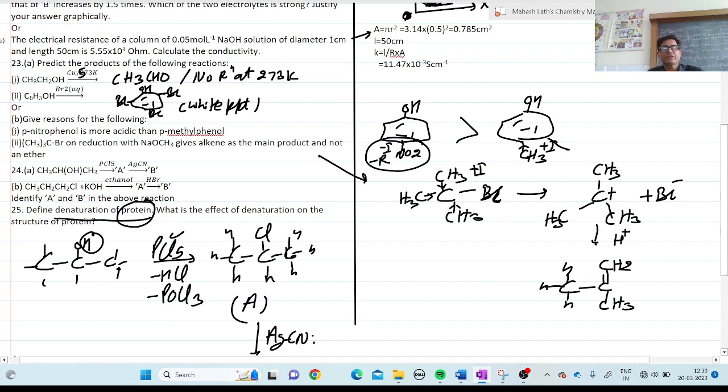So it is enough for today. It is our second lecture on the solution of CBSE chemistry paper set 2. So its C part will be covered in the next lecture.